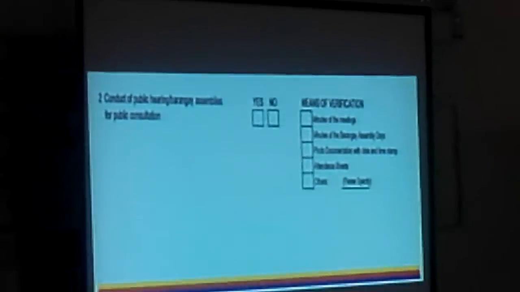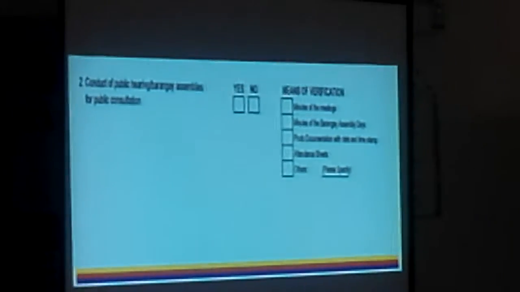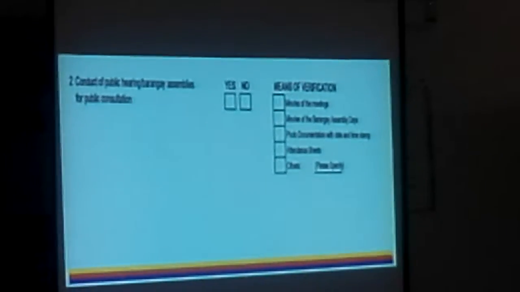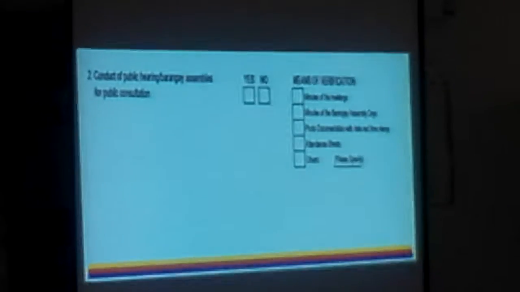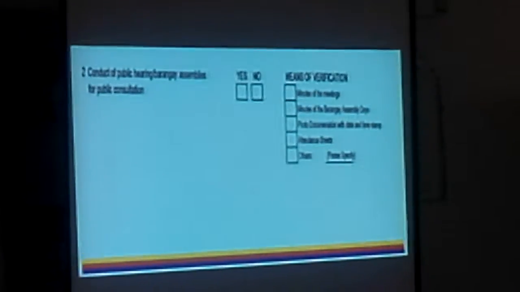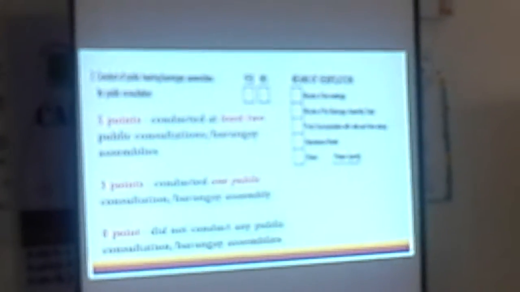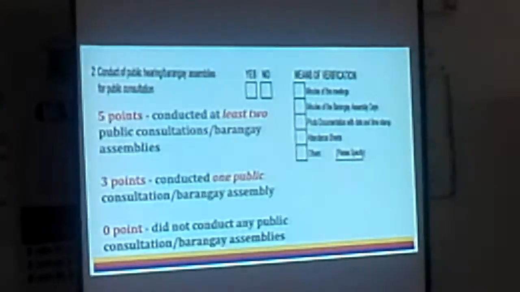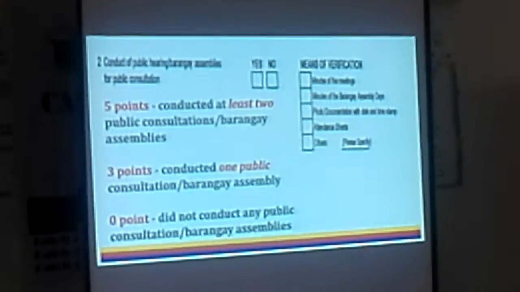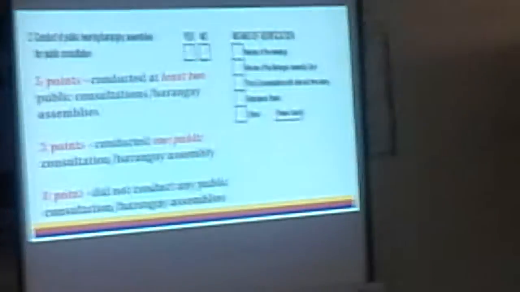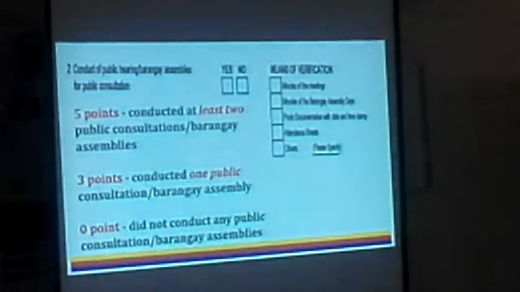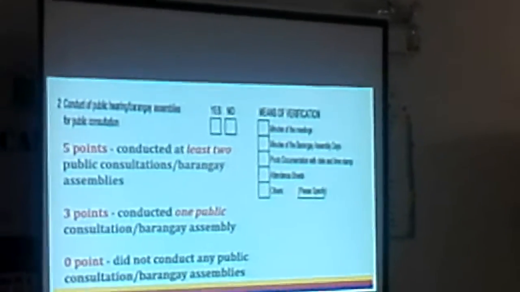Next, conduct of public hearing or barangay assemblies for public consultation. Ang means of verification po dito is minutes of the meeting, minutes of the barangay assembly days, photo documentation with date and timestamp, attendance sheets. So 5 points, conducted at least 2 public consultations or barangay assemblies. 3 points, conducted 1 public consultation or barangay assembly. 0, did not conduct any public consultation or barangay assemblies.